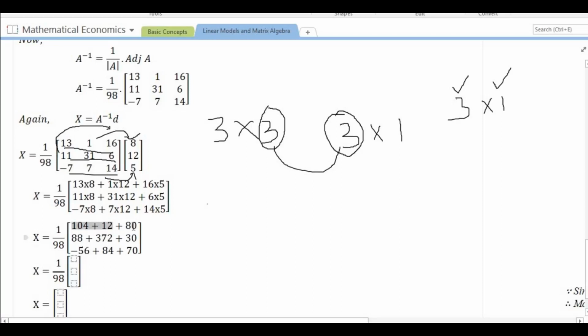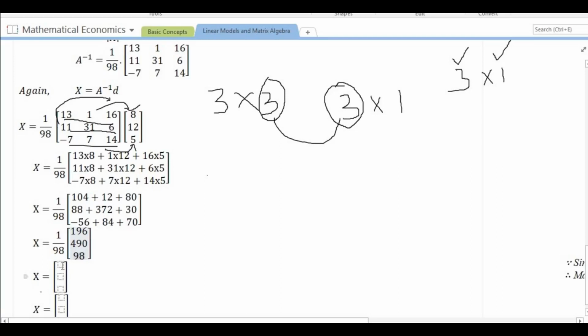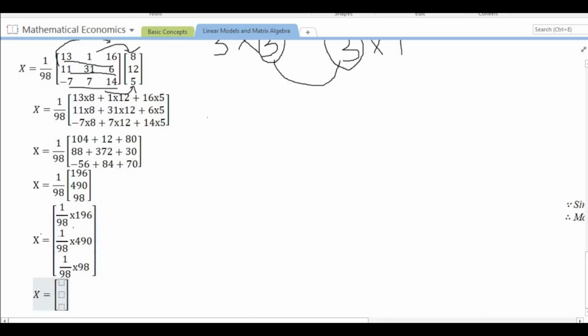Now let us take the sum of each row. 104 plus 12 plus 80 equal 196. 88 plus 372 plus 30 equal 490. Next, minus 56 plus 84 plus 70 equal 98. You can use your calculator so that you will complete it faster. Now I'm going to multiply this fraction with each element inside this vector. Let us cancel wherever possible.